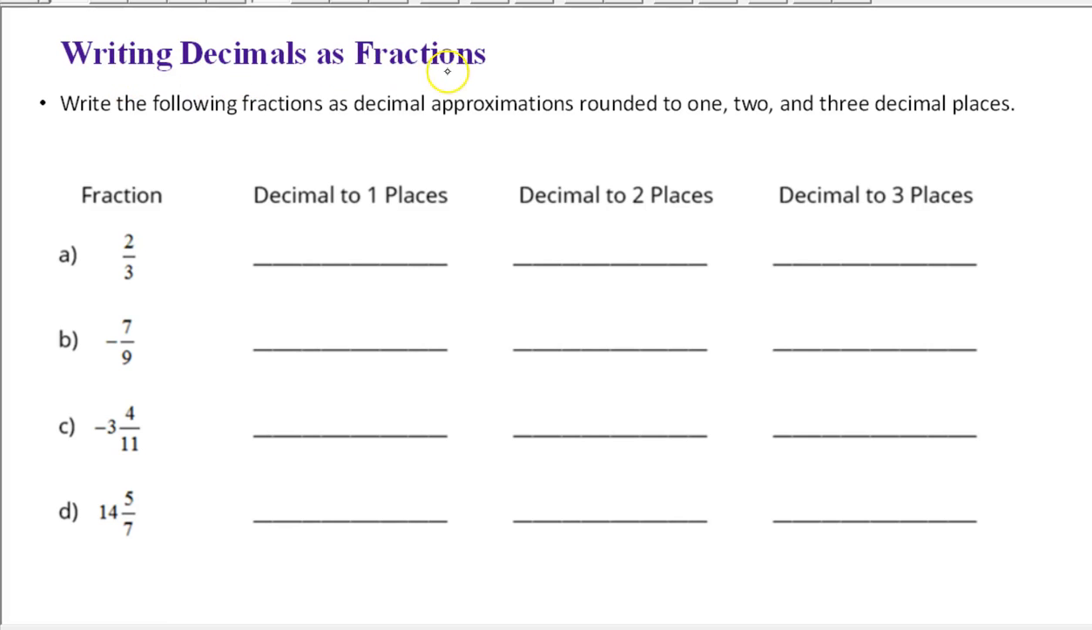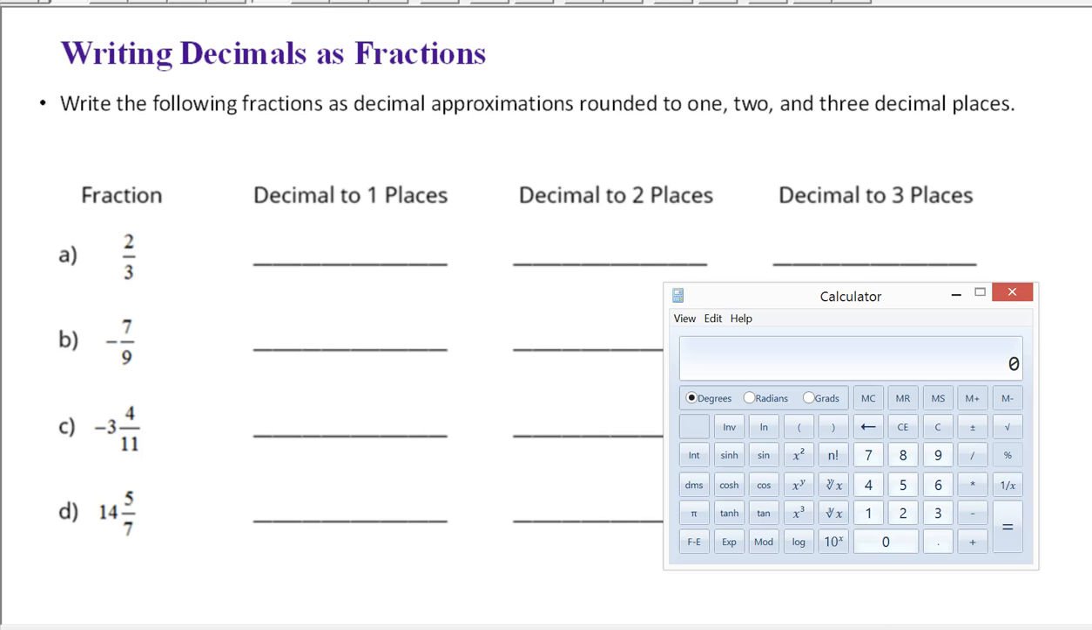Writing decimals as fractions. Write the following fractions as decimal approximations rounded to 1, 2, and 3 decimal places. So here we're given 3 fractions, positive, negative, and also mixed numbers. And we want to write them as decimals. So we could do this by long division, but it's a lot of work and we're just going to have the calculator do it. So first, let's look at 2/3.